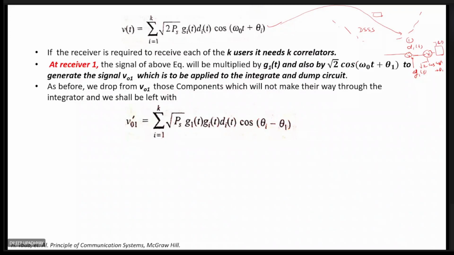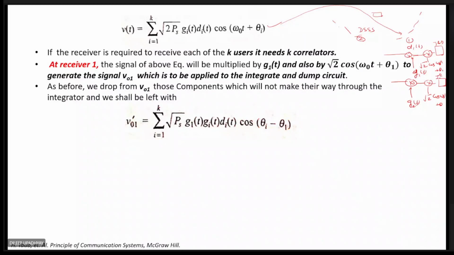So using the same circuit, we can receive the data transmitted by transmitter 1. But suppose this receiver 1 wants to receive the signals transmitted by transmitter 2. Then here again we need to have the correlator, that is, we need to multiply it with g2(t), and then multiply it with the carrier signal cos(omega naught t plus theta 2), and then use the integrate and dump circuit.